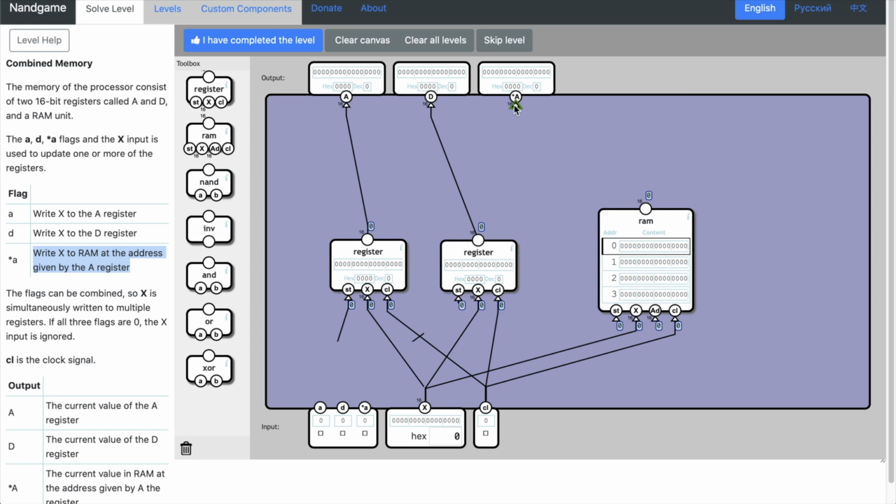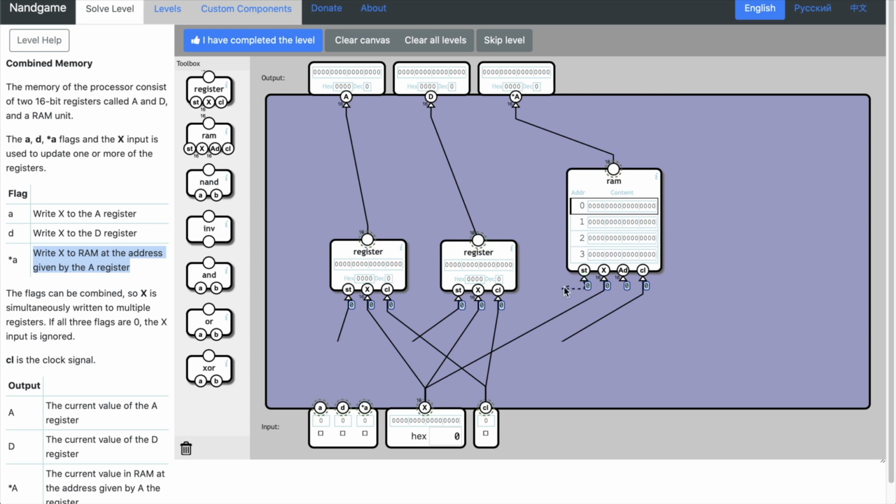And again, this is a bit tricky because it's the current value in RAM at the address given by the A register. So the two bits that we need to figure out here are, when does the store bit for RAM go high, and what is the address? Well, we know here that we're only going to write when the star A flag is set. So I think that is actually simple as well. So really, we're just left with this one dangling wire. Is it really as simple as wiring that up to there? Does that do it? Well, let's try it.